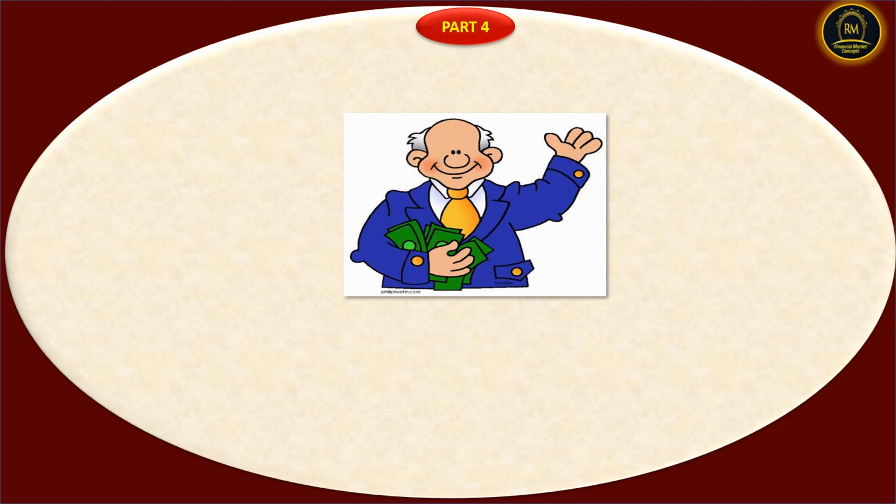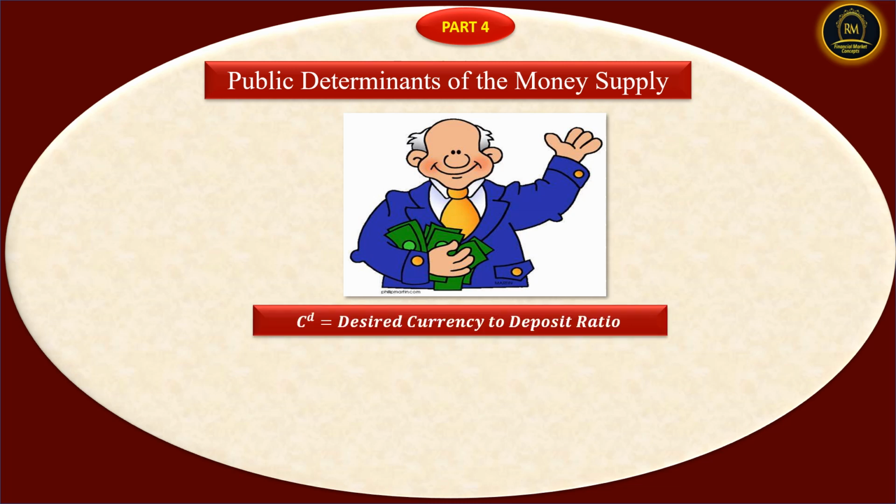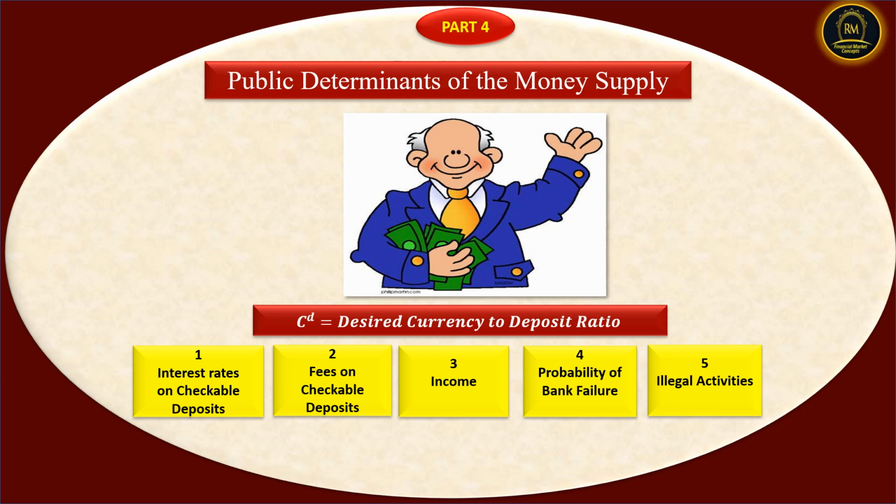In part 4, we will discuss the public determinant of money supply in the economy, which is influenced by the desired currency to deposit ratio. This desired currency to deposit ratio depends upon interest rate on checkable deposits, fees on checkable deposits, income of the public, probability of bank failure, and illegal activity. So we will find all the 5 factors which influence the public determinant of money supply in detail.